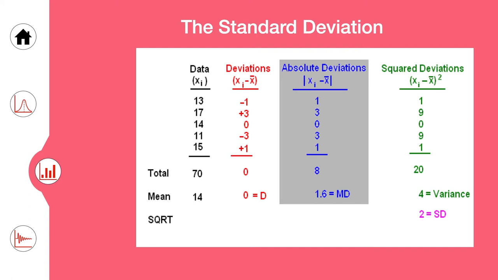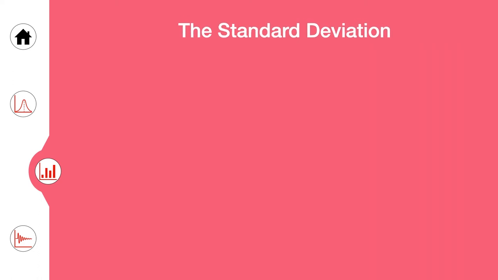Now for squared deviation, you're basically squaring every point in the data set, which you can see in the green column. The total would be 20, and you divide that by 5, and the variance will be 4. You'll notice down there we've said the standard deviation is 2. This is because 2 is the square root of 4. So you use the variance to find the standard deviation.